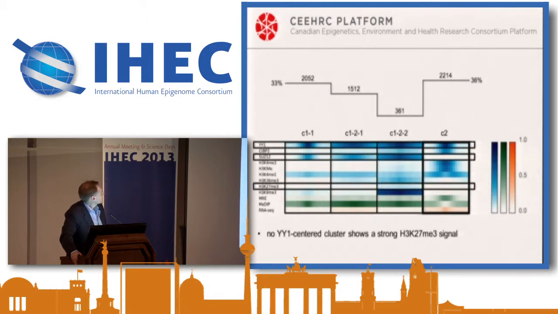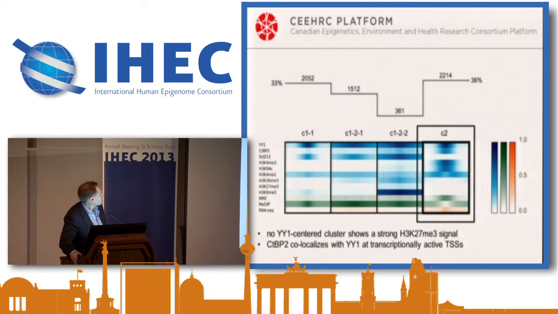When we do this experiment, if I just go to the next slide, what we see is that there's no real strong association of YY1 accumulating in any of these promoter types with H3K27me3. So that showed that these cells were behaving in a very different way to what we expected.